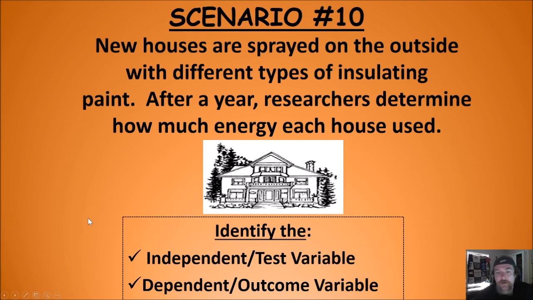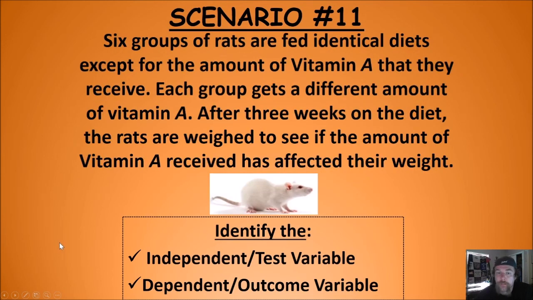Scenario number 10. New houses are sprayed on the outside with different types of insulating paint. After a year, researchers determine how much energy each house used. What's independent? What's dependent? 6 groups of rats are fed identical diets except for the amount of vitamin A that they receive. Each group gets a different amount of vitamin A. After 3 weeks on the diet, the rats are weighed to see if the amount of vitamin A received has affected their weight.